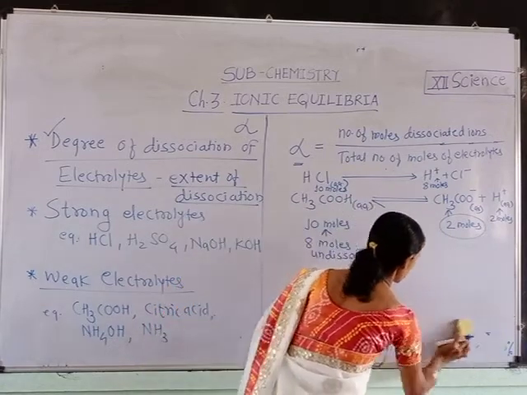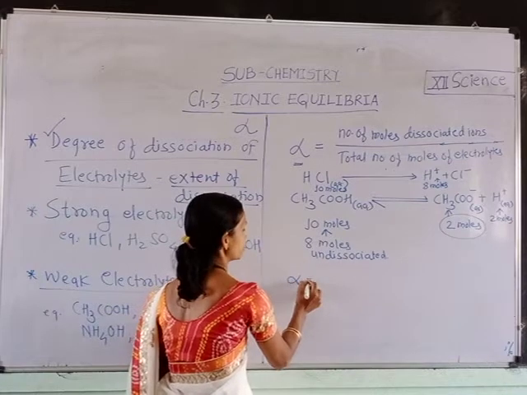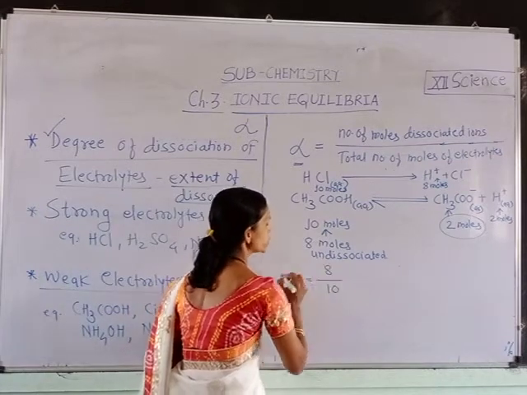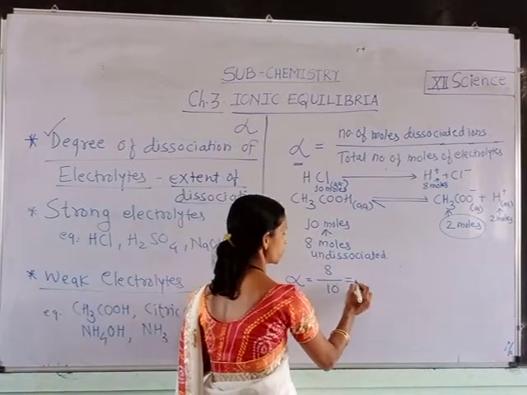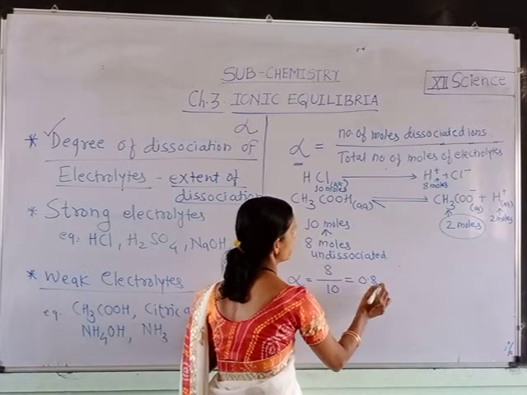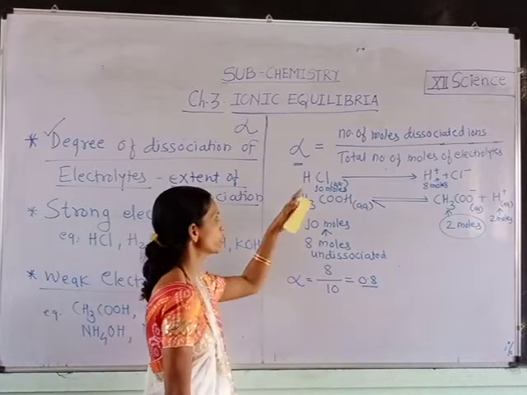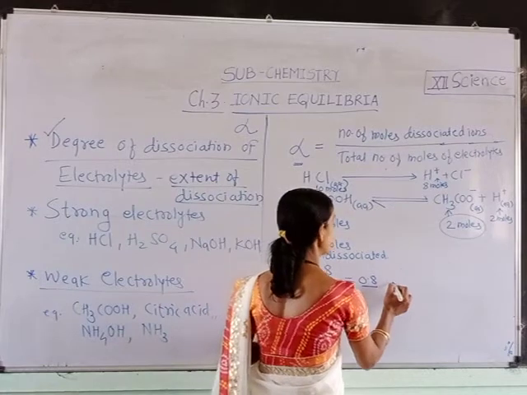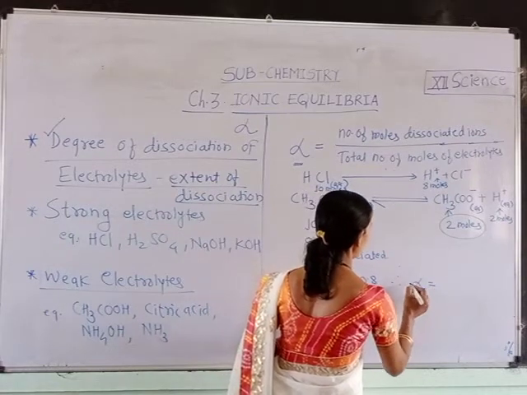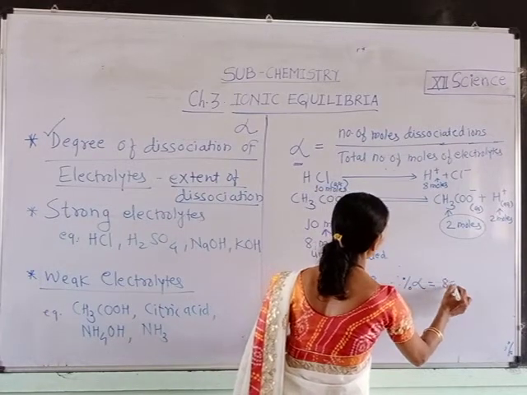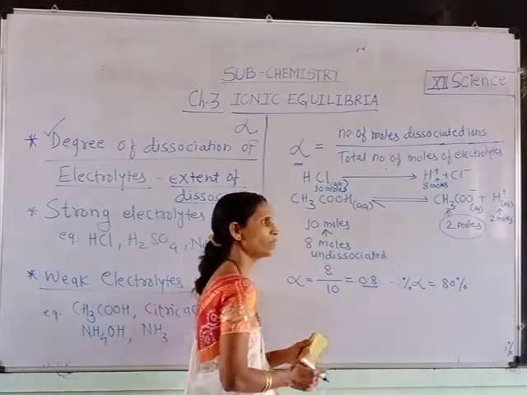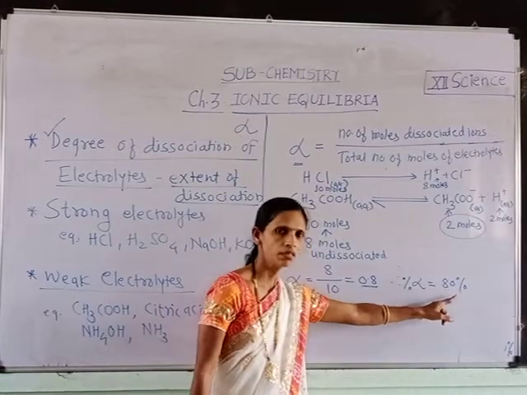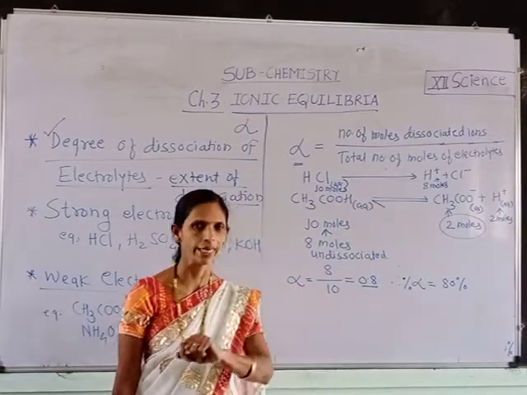That is, alpha is equal to 8 out of 10 moles dissociated. Therefore, 0.8 is the degree of dissociation of that HCl, and the percentage alpha is 80%. That means the degree of dissociation of HCl is 80%. Therefore, it is a strong electrolyte.